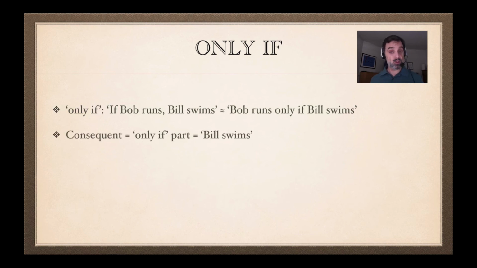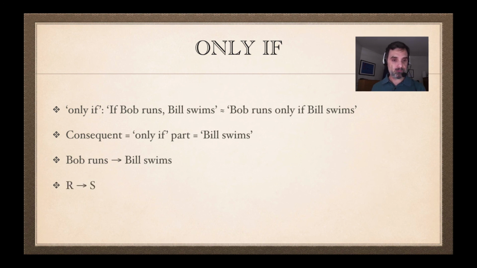But they use different words to do so. The second sentence, the new one, uses only if. So the consequent of the second sentence is the only if part, which is Bill swims. And that's the same as the consequent of the first sentence. So they have the same consequent, and they have the same antecedent. They both have the antecedent Bob runs. They both have the consequent Bill swims. In the first sentence, we have an if attaching to the antecedent. In the second sentence, we have only if attaching to the consequent. So in both cases, we have Bob runs, arrow, Bill swims, and that's if R then S.